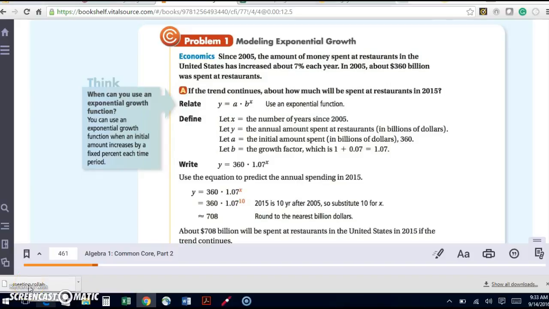Okay, let's take a look at problem 1, modeling exponential growth. Since 2005, the amount of money spent at restaurants in the United States has increased by 7% each year. In 2005, about $360 billion was spent at restaurants. If the trend continues, about how much will be spent at restaurants in 2015?